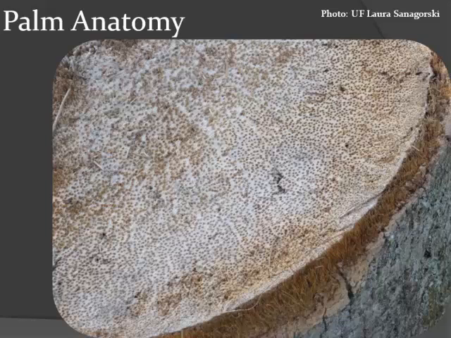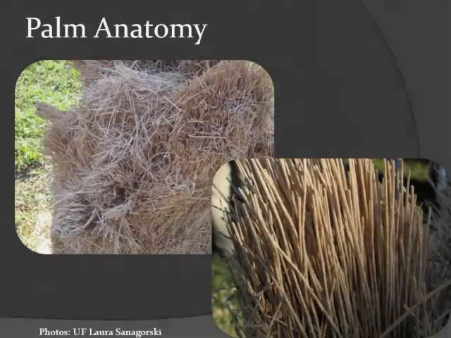Here's another cross-section of the palm trunk showing the concentration of the vascular bundles. Here we see another example of the fibrous strands of the vascular bundles in the trunk of a palm.